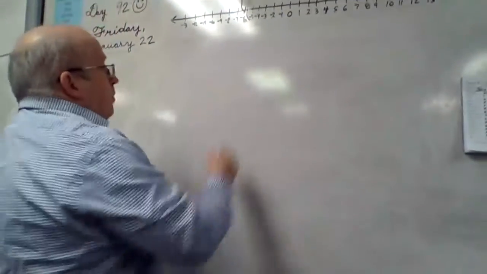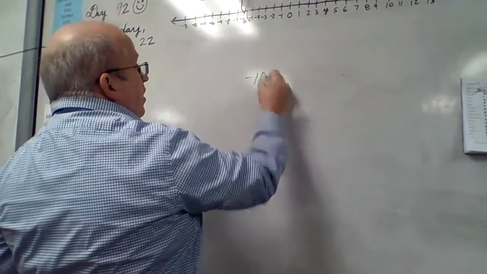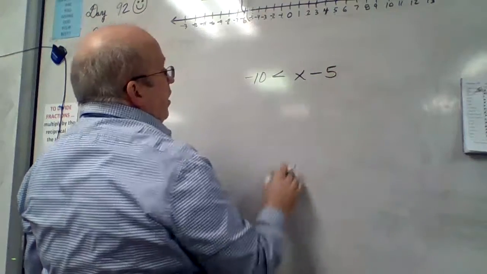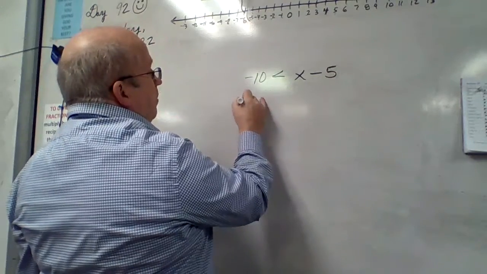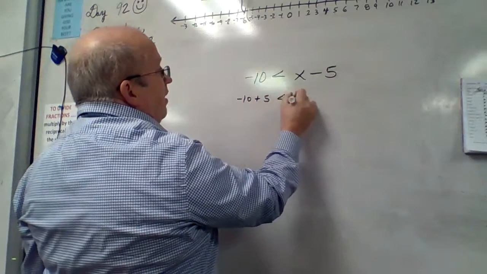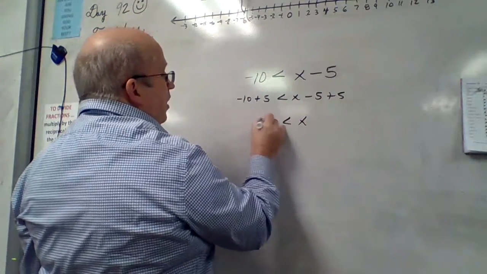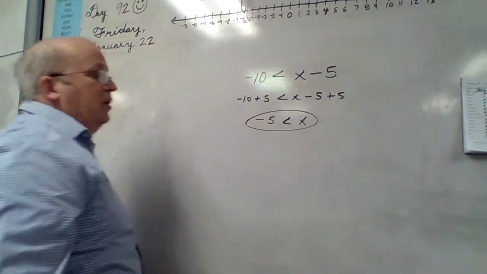So if I had a problem like this, negative 10 is less than x minus 5. I'm not going to flip the sign on this. All I'm going to do on this one is add 5 to both sides of the equation because I want to get x by itself, and I end up with negative 5 being less than x.